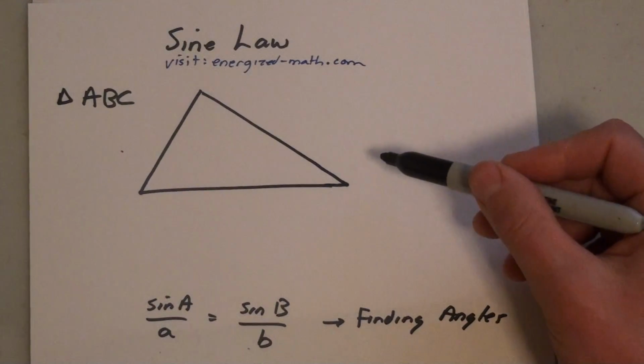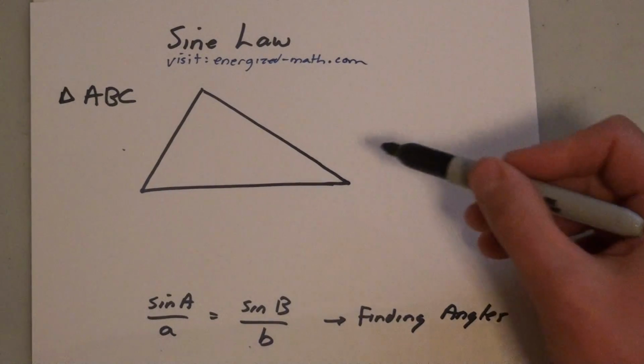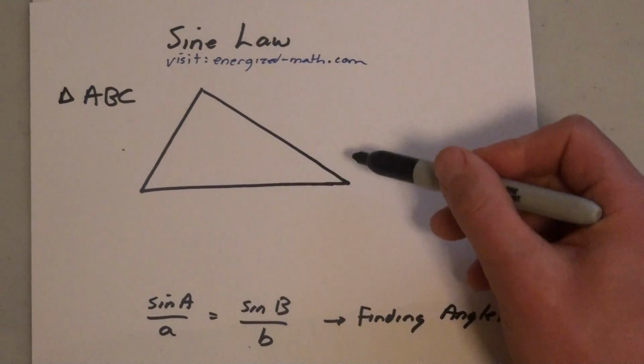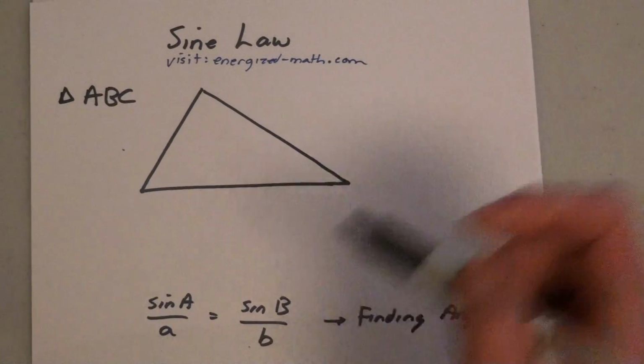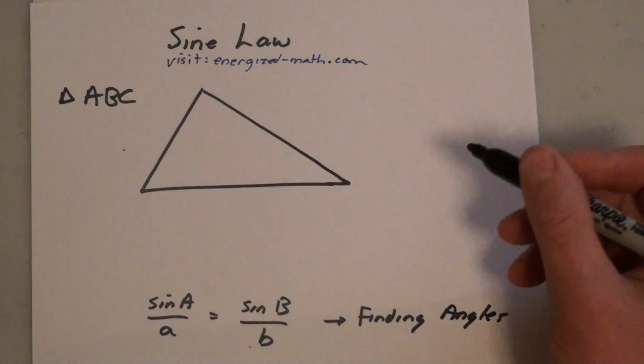First thing about the sine law is when to use it. It's not for a right angle triangle. Any acute triangle or obtuse triangle, the sine law will work. You need to have a couple more conditions too.